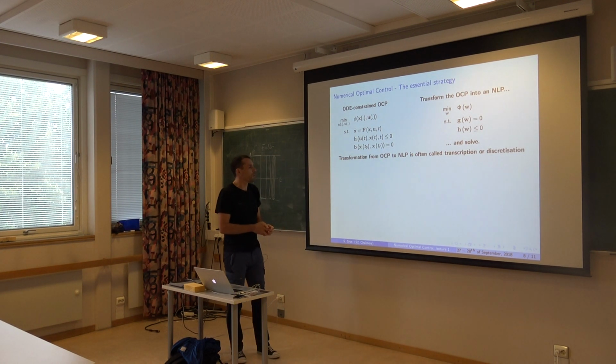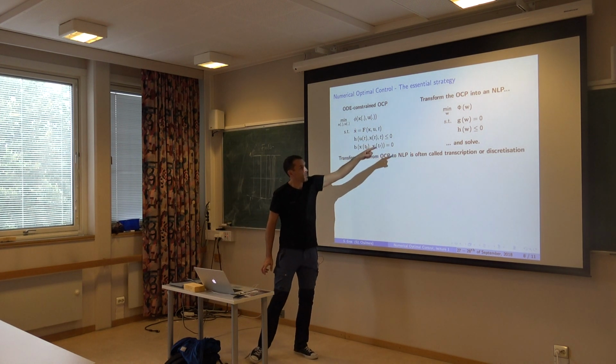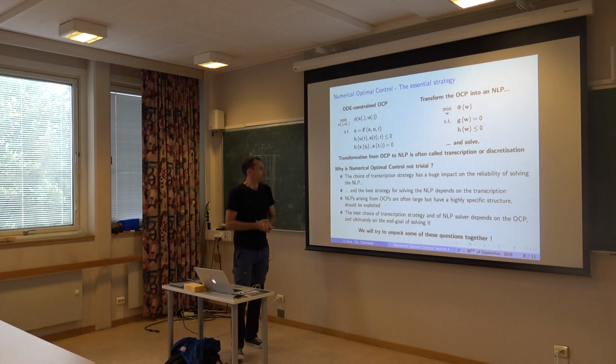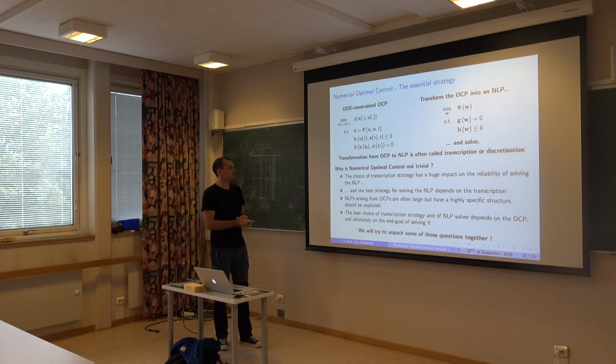People call this step here, going from here to there, typically transcription or discretization. You'll find both words in the literature. And there's really a lot to unpack in this transition, because there are different ways of doing this, yielding different properties and different NLPs. Why is that not trivial? Because everything is mixed up. Essentially, everything is connected to each other.